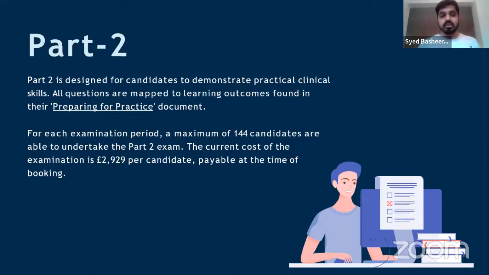And the current cost is 2,929 pounds. That's close to 3 lakh rupees. So we need to be very well prepared to take this exam, as it is pretty expensive to sit for. Again, part two has different exercises.